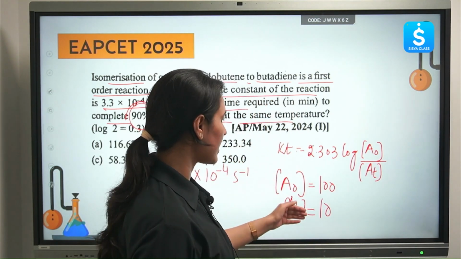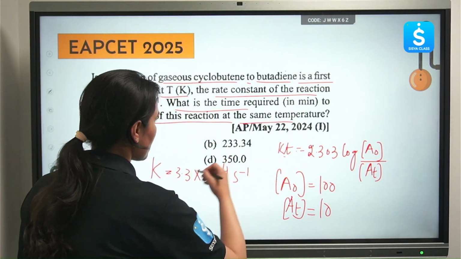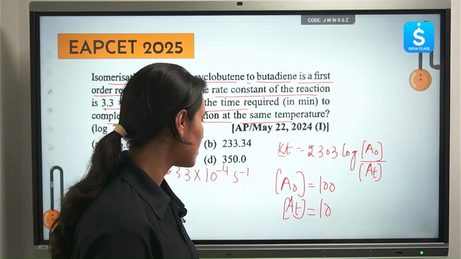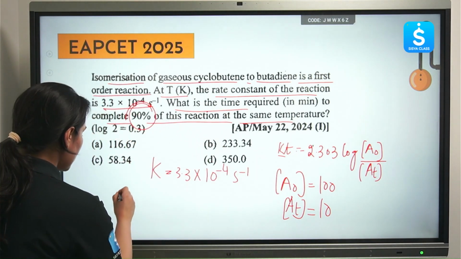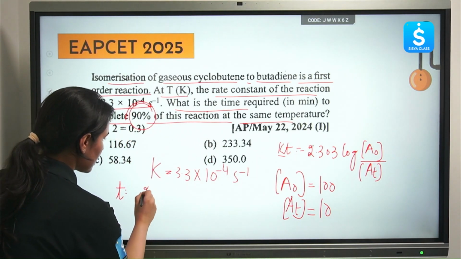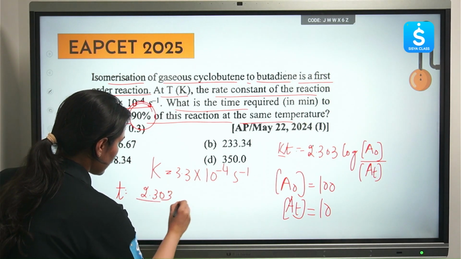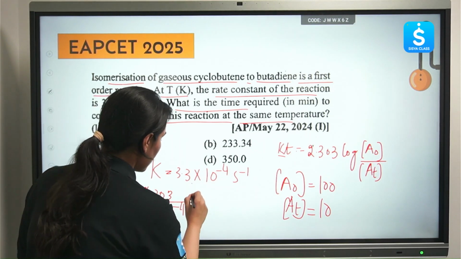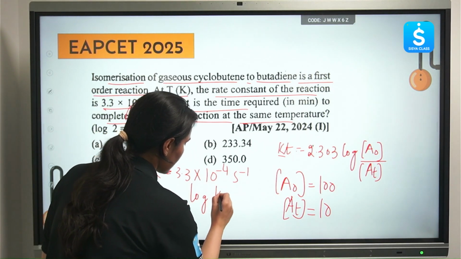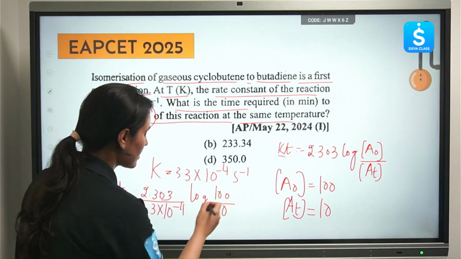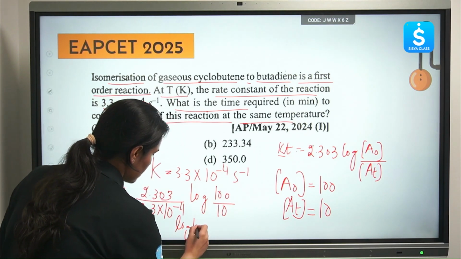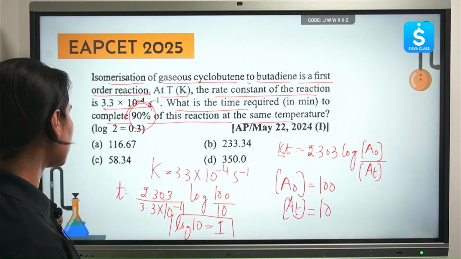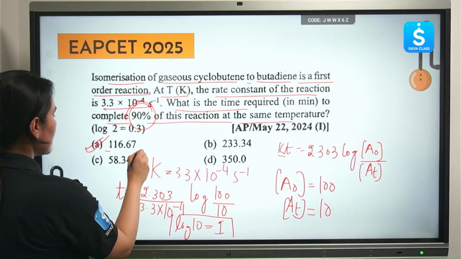So you have A0, you have At. They have given you the rate constant also. So you can calculate the time, right? That is the entire question. Please substitute the values. So I will write it here. t will be 2.303 over k, 3.3 into 10 raised to the power minus 4, log of A0 100 over 10. So log 10 is 1. Substitute this value and you will get your time as 116.67.